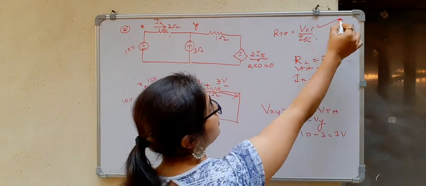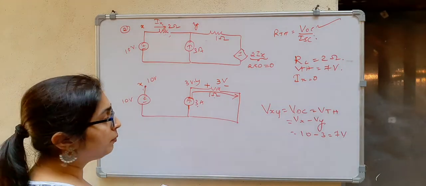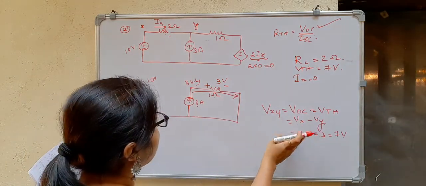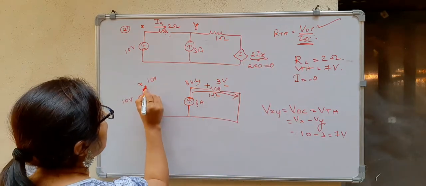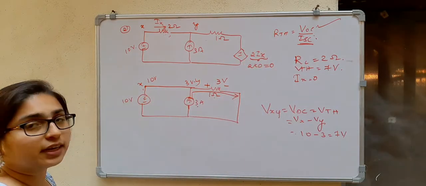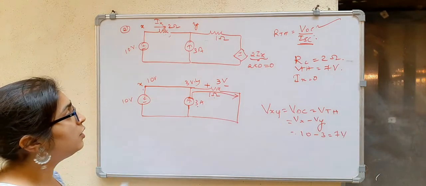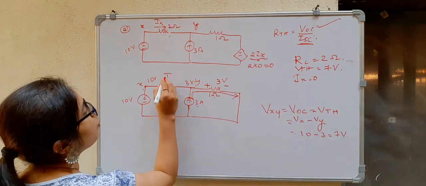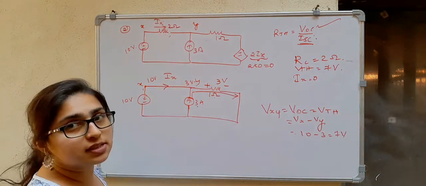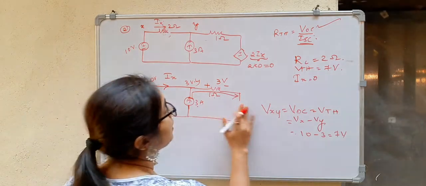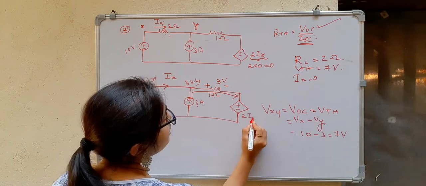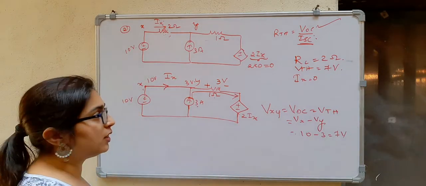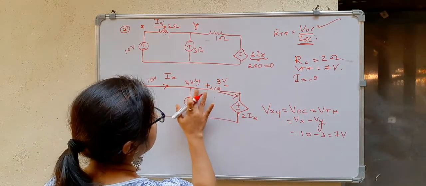So now we got this. VOC we got it. But now we have to find the short circuit current. Short circuit current means I will short circuit these 2 terminals X and Y. And this current which is flowing here is Ix, right? Ix is the current which is flowing. I'll bring back this dependent source to Ix, because Ix is not 0 now in this case.